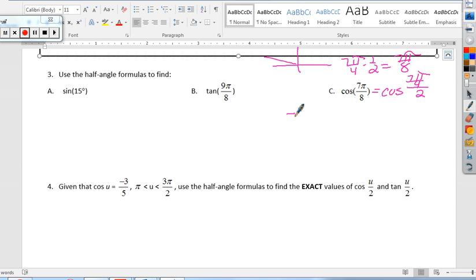Again, we said we're going to use the negative, and we're going to have 1 plus the cosine of 7 pi over 4 all over 2. At 7 pi over 4, that's going to put us over here. The cosine is positive square root of 2 over 2.